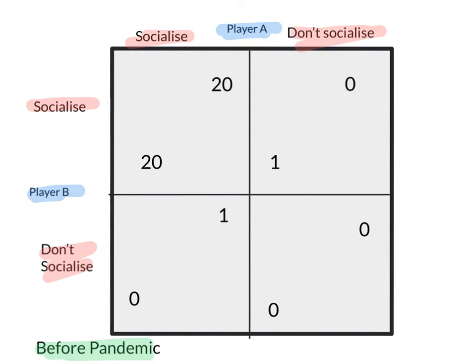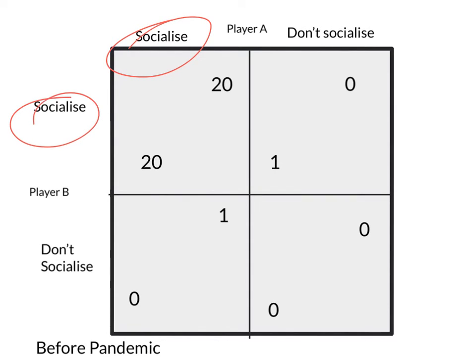Now, where are each of the payoffs? The payoff to player A is simply going to be these top right-hand payoffs, the ones that I've highlighted in green. While the payoffs to player B, they're these bottom left payoffs, the ones that I've now highlighted in yellow. So how do we read this payoff matrix? Well, let's suppose player A chooses to socialise and player B also chooses to socialise. Then they're going to be in this top left-hand box here, and the payoff to player B is going to be 20 and the payoff to player A is going to be 20.